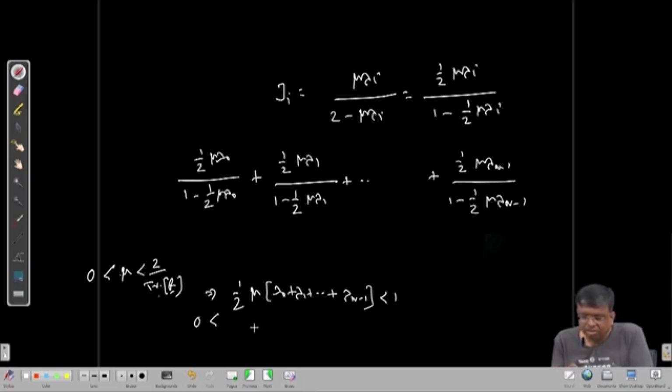Okay, and individually also they are between 0 and 1. Okay, because when you take all the eigenvalues, then half mu and summation of the eigenvalues is less than 1. If you take only one eigenvalue and all are positive, then obviously half mu lambda 0 is less than 1, half mu lambda 1 less than 1, half mu lambda 2 less than 1, and like that. So, these two, okay, maybe I can take one more term here.